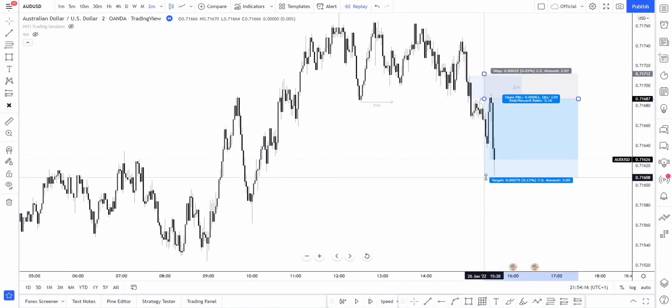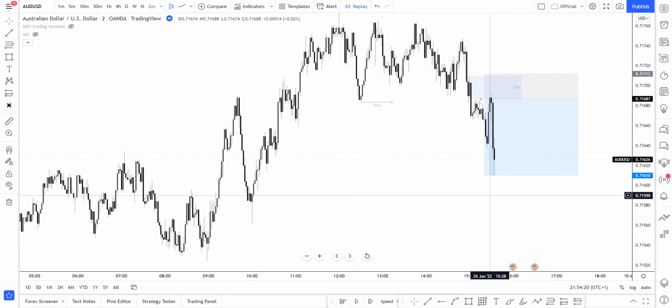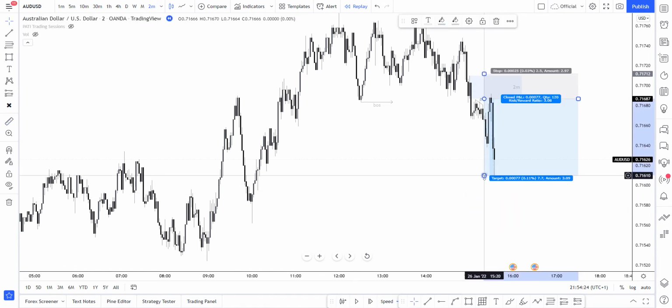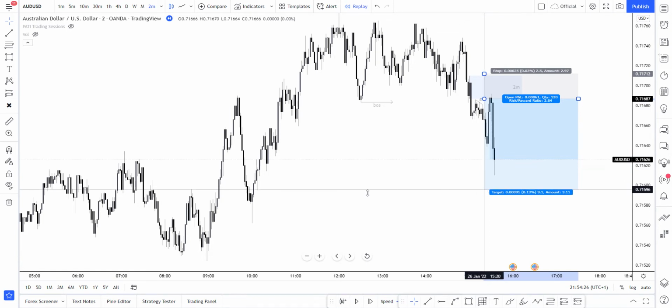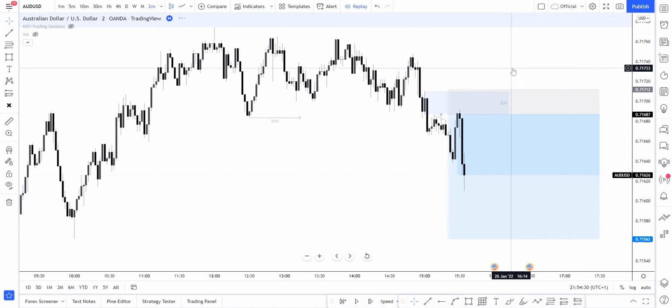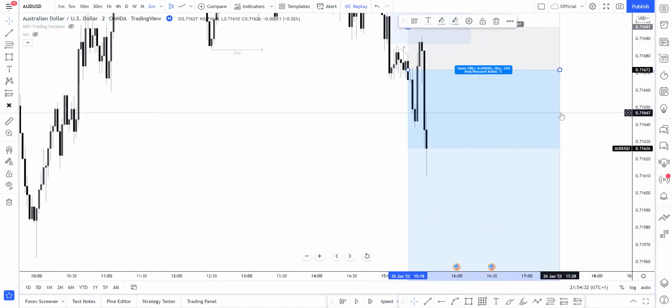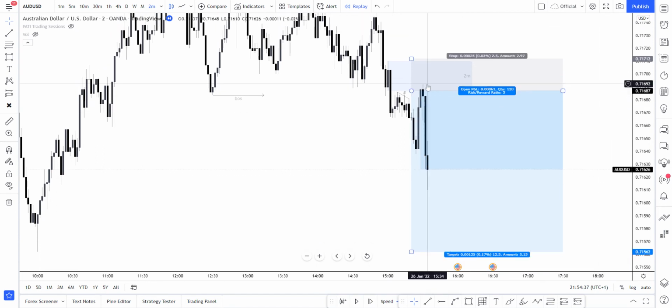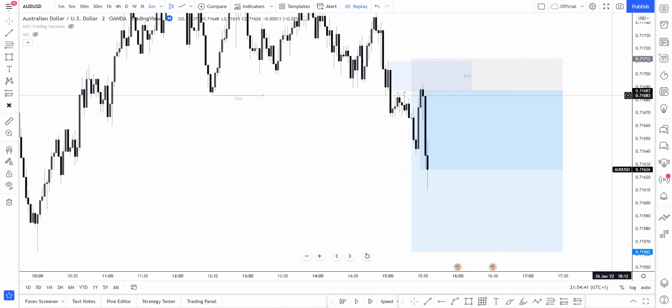So in a matter of 8 minutes, we had a 1 to 3 RR, which is pretty beautiful. What happened right there, after we set that second break of structure, I had my stop loss just above this other high.